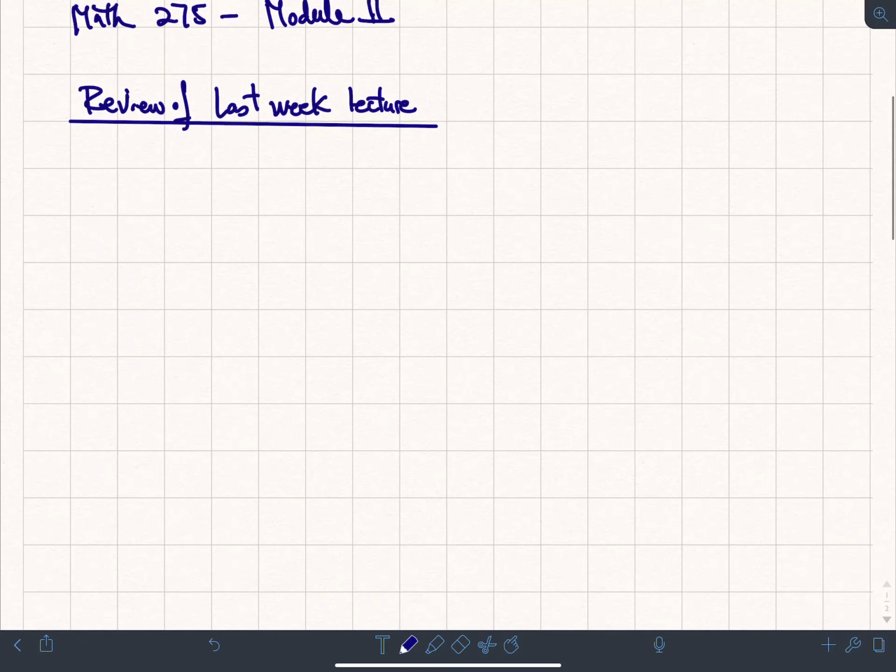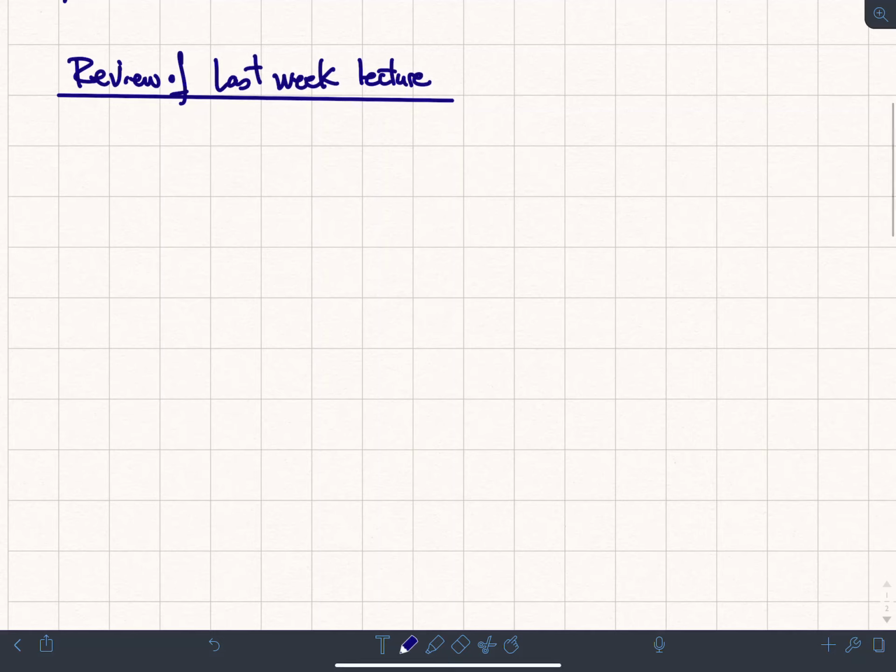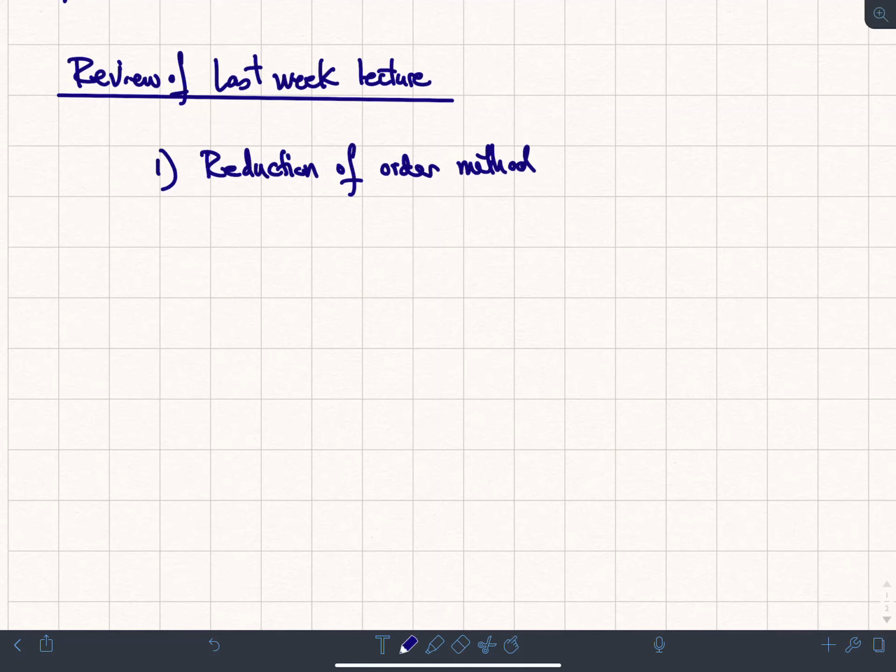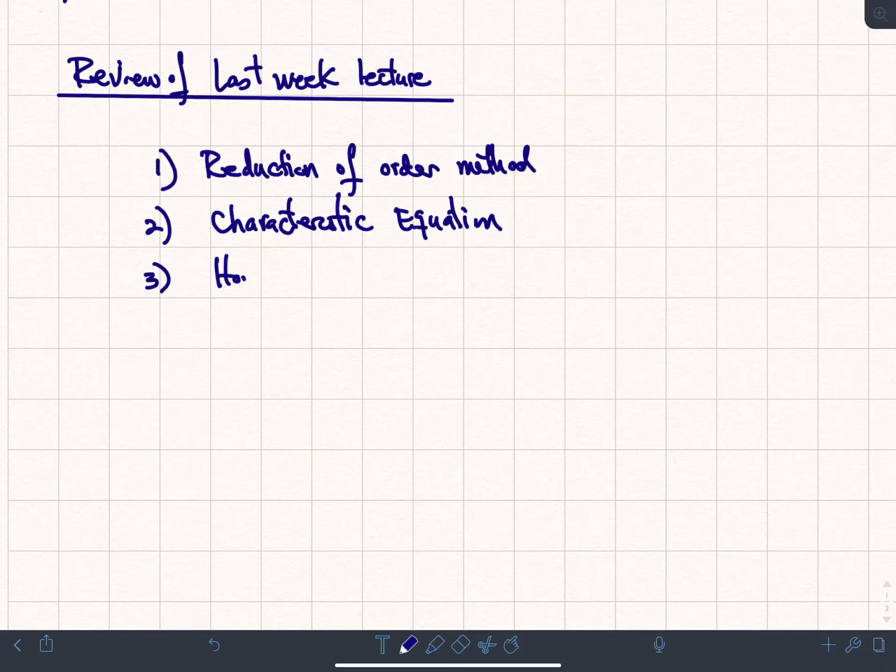I'm planning on covering today, obviously we'll start with the review of what we did last week. Once that's done, I'll start with one reduction of order method. I'll talk about the characteristic equation. We'll solve homogeneous differential equations, obviously with constant coefficients.